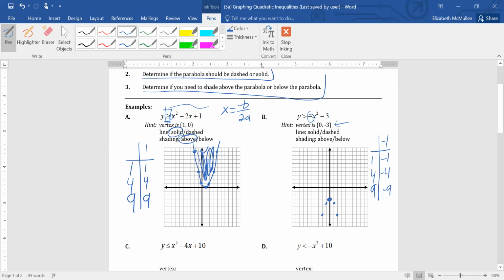Next, determine if it's solid or dashed. Look at the operator, just greater than. So dashed line, shading above or below. Well, I want greater than, so put my pencil back on my vertex where the y's that are greater than negative 3. Well, they're up here, right? Okay, so that means I'm going to shade above. So let's go ahead and draw our line. So dashed line on the parabola. I do not expect these to be perfect. I know how hard it is to try to draw a dashed line on a curve. All right, shade above, which means I need all of this area.